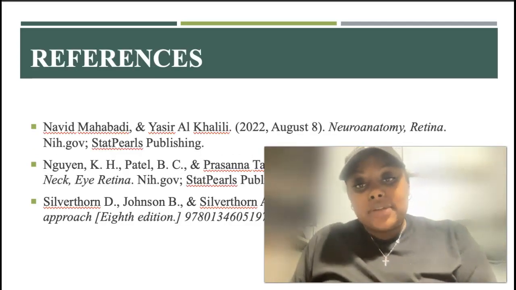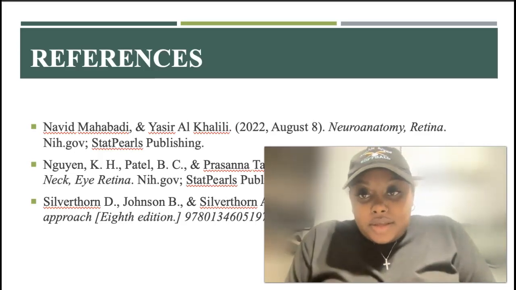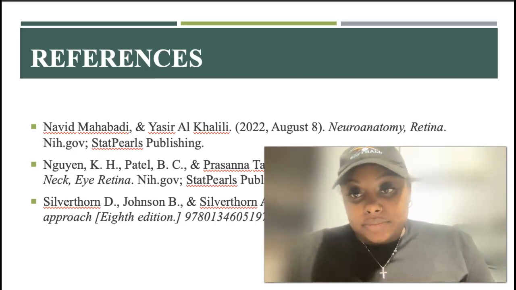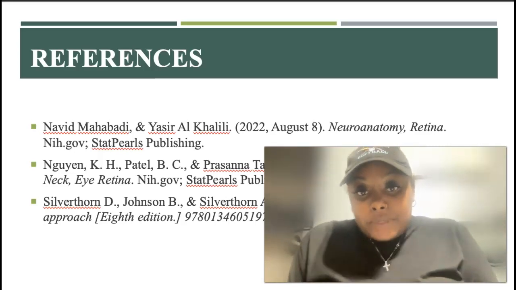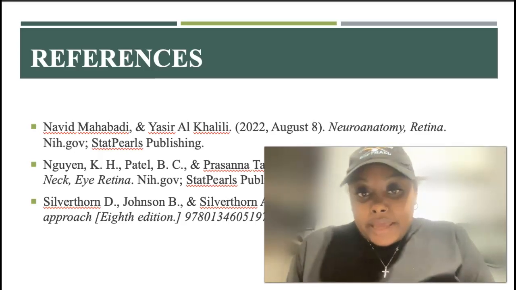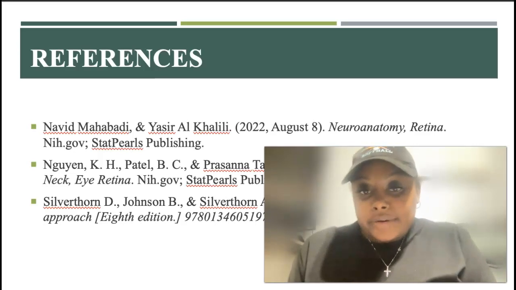Some of my references for today are listed on this page. I read up on the neuroanatomy of the retina, the anatomy of the head and neck, the eye and retina, and the human physiology book that we have.